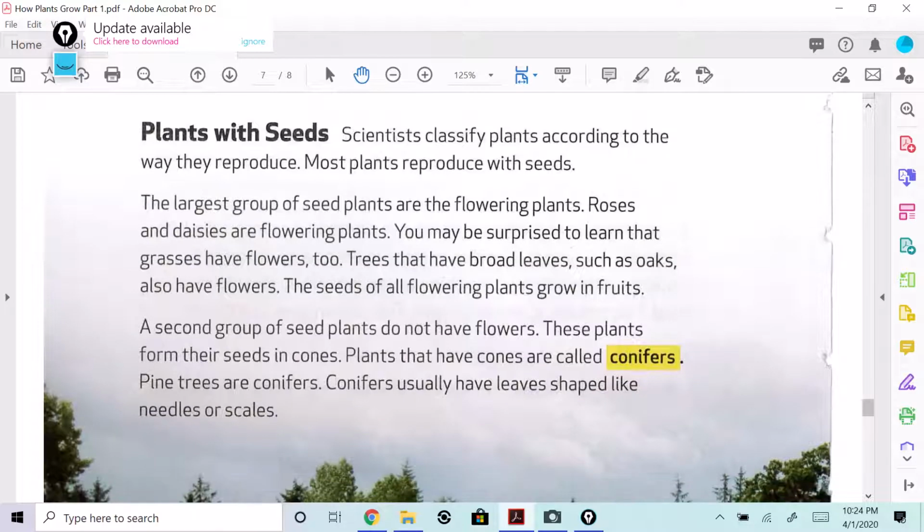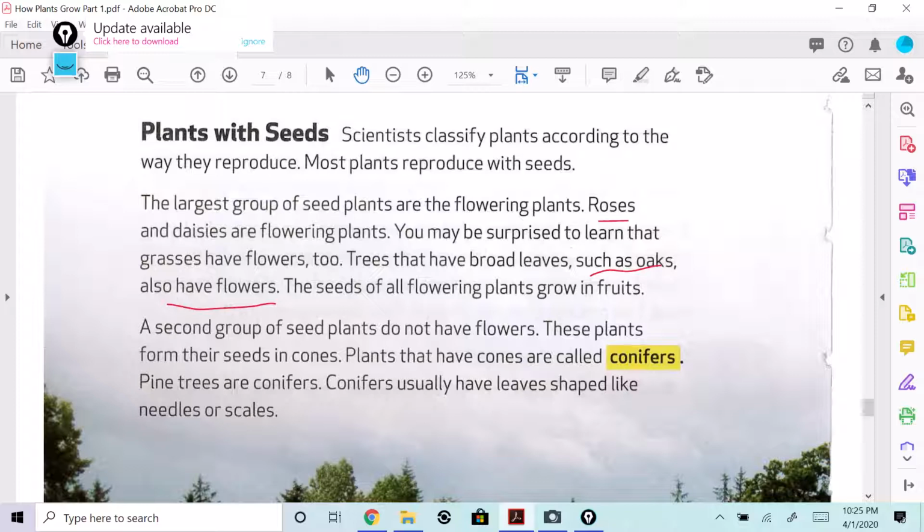Plants with seeds. Scientists classify plants according to the way they reproduce. Most plants reproduce with seeds. The largest group of seed plants are the flowering plants. Roses and daisies are flowering plants. You may be surprised to learn that grasses have flowers too. Trees that have broad leaves, such as oaks, also have flowers. The seeds of all flowering plants grow in fruits.